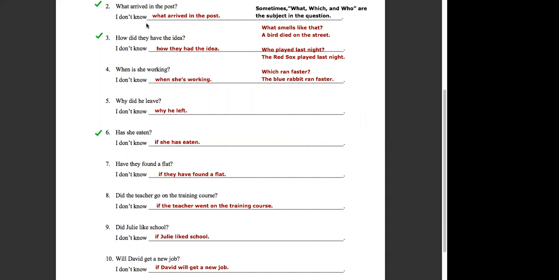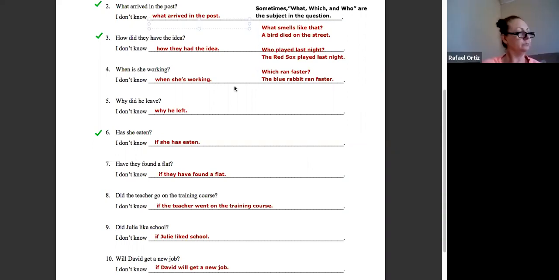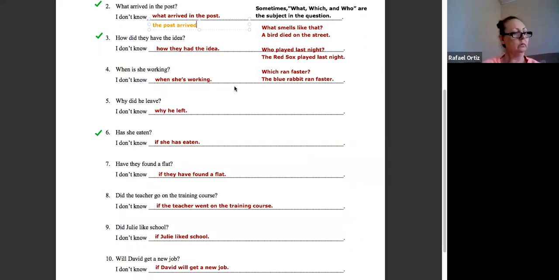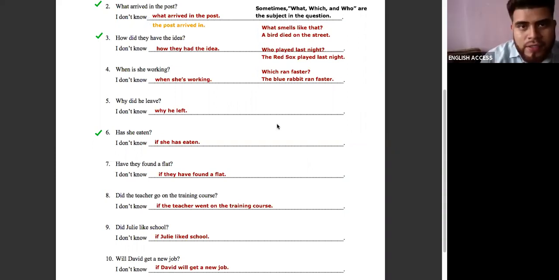I wrote, I don't know what the post arrived in. I see, and I think it would make more sense if I told you that in the post is just the location. It's just a place, an adverb in the post. It's not a subject. But I definitely see, I would have done the same thing. Honestly, I would have done the same thing.